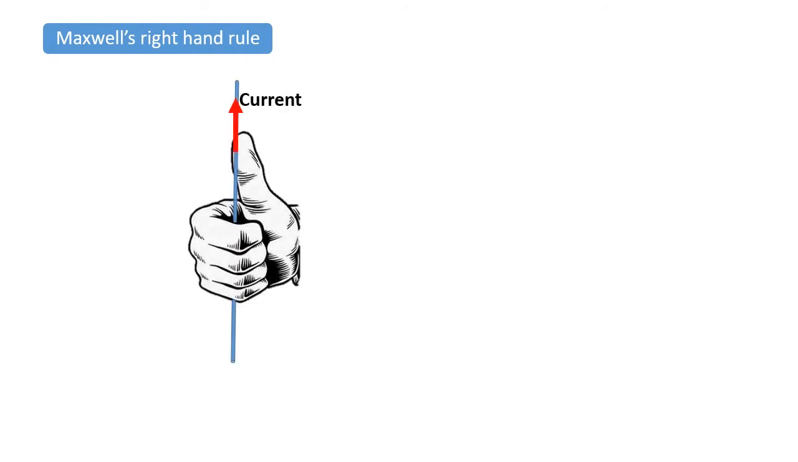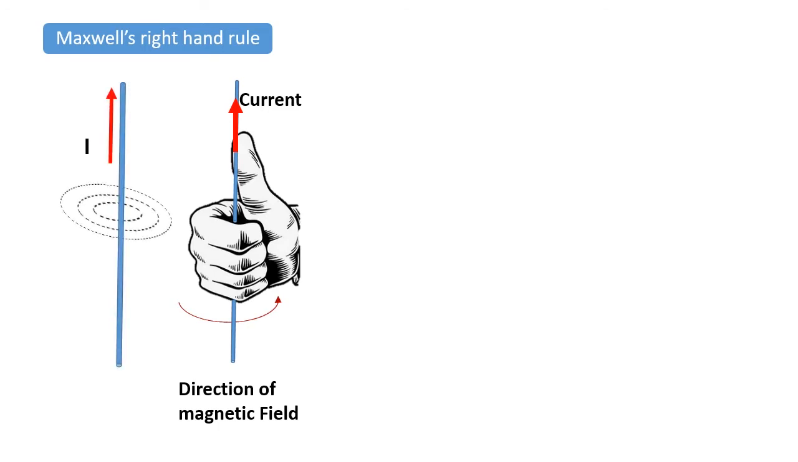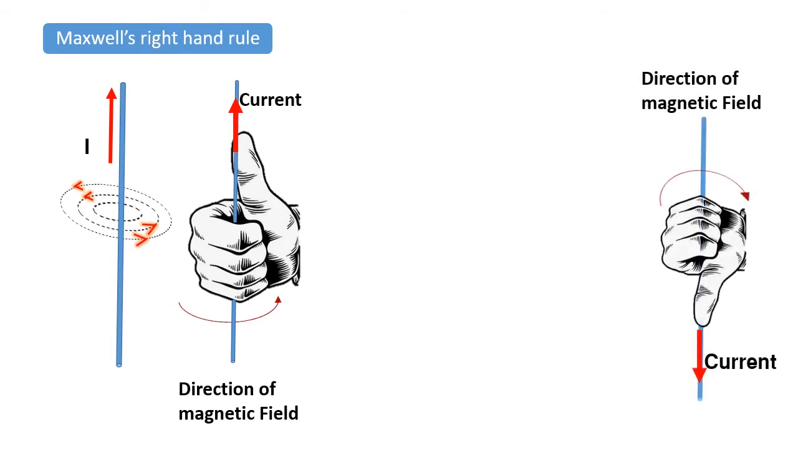Now we see the current flowing in the conductor upwards. We point the thumb in the direction of the current flow and wrap the conductor with the fingers. The curling of the fingers around the conductor indicates the direction of the magnetic field. Here, the direction of the magnetic field is anti-clockwise. We can see the case for the current flowing downwards as well, which will be in the clockwise direction.